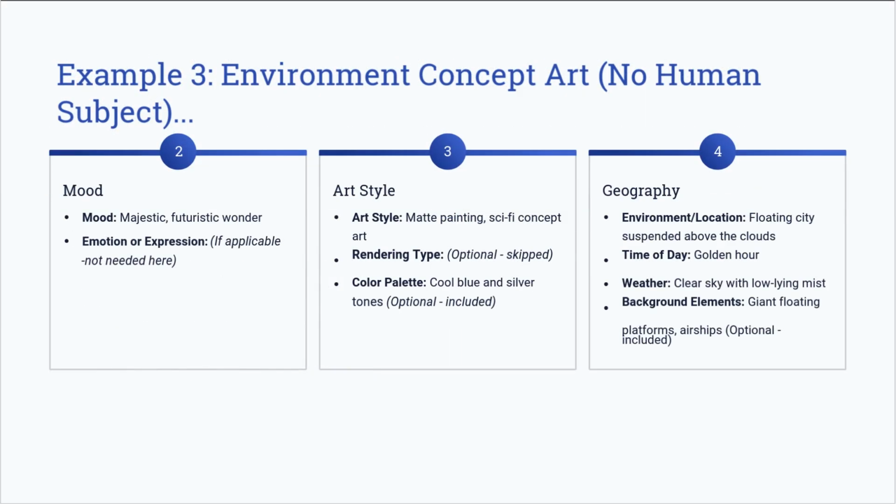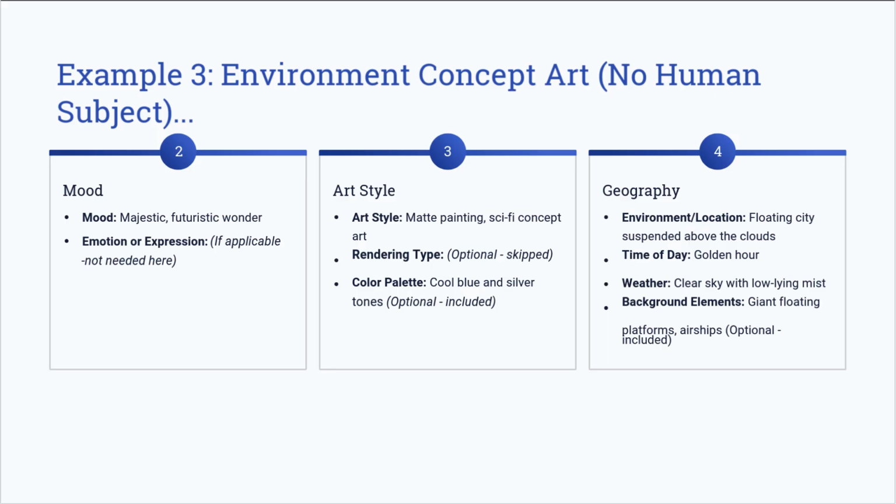Now let's move to mood. The mood we're going for is majestic and full of futuristic wonder. It's meant to feel awe-inspiring, like something out of a next-gen sci-fi movie. No emotion needed, the scene speaks for itself. On to art style. We're choosing matte painting with a sci-fi concept art vibe. And the color palette? Cool blues and silver tones, perfect for that sleek, otherworldly feel.